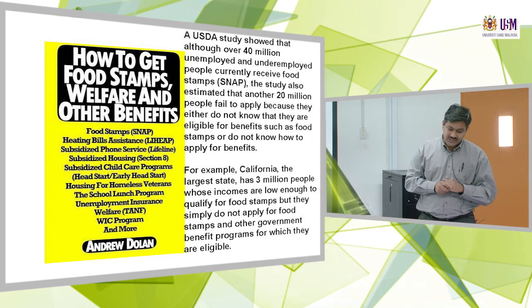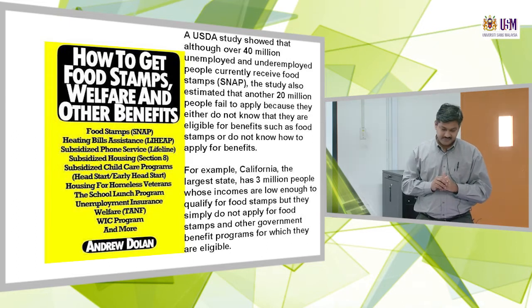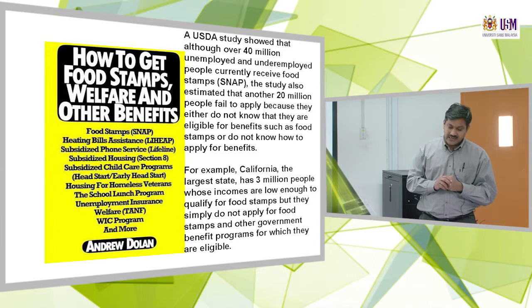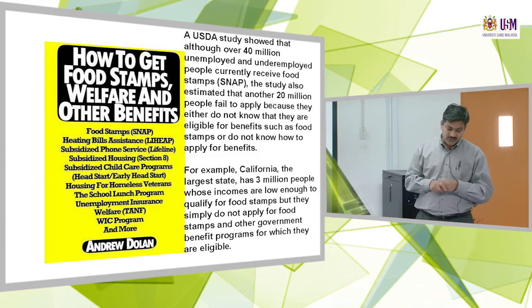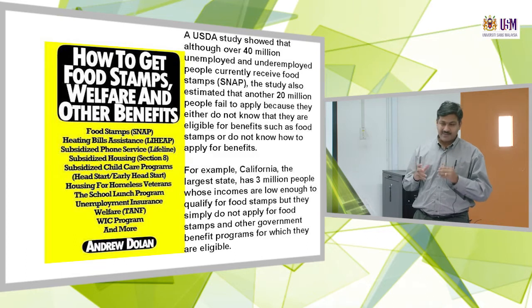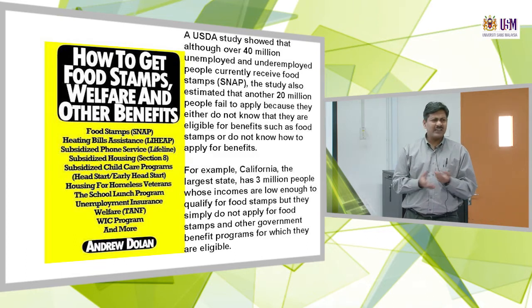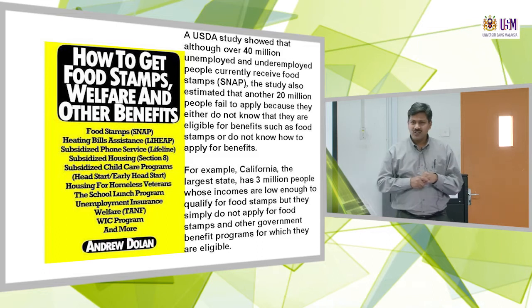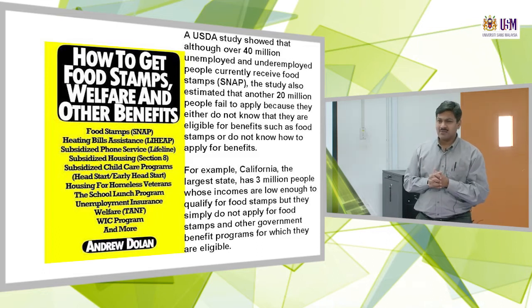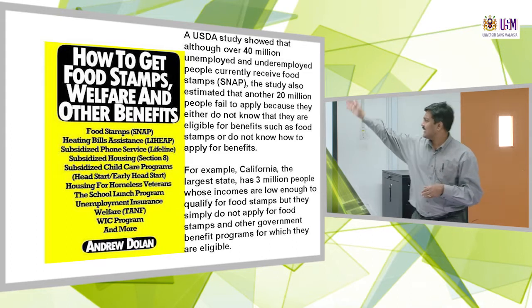You can see that a study showed that 40 million unemployed and underemployed currently receive food stamps, so that they can buy food. The study also estimated that another 20 million people fail to apply because they either don't know that they are eligible or don't know how to apply, so this book helps them to apply. What does that mean? Why do we need these kinds of books? What is the relevance of these books? Do you think this should be there, or that this kind of literature should not be available? People can find it themselves.